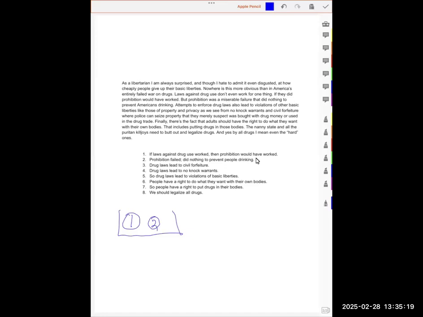Now, if you think about this, 5, they lead to violations of basic liberties, is supposed to prove 8, right? What's supposed to support 5? Well, 3 and 4. Do 3 and 4 need to work together to prove 5? Well, no, they're both, it looks like to me, independent support. Each of these gives us some reason to think drug laws lead to violations of basic liberties. So we'll draw 3 and 4 together as supposed to support 5.